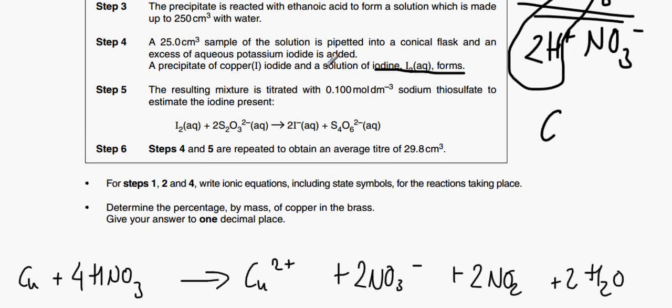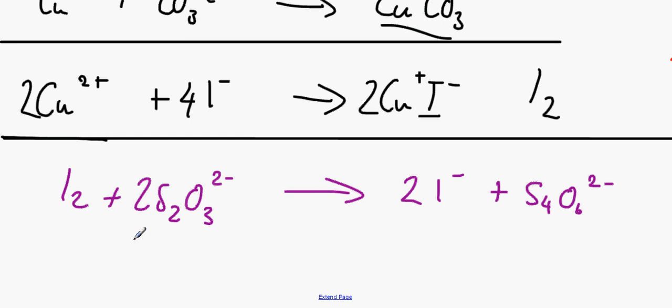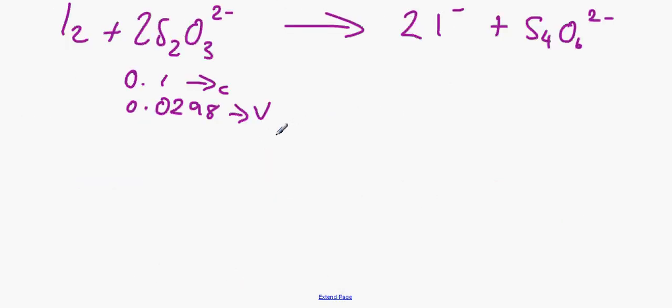So it's telling us that this resulting mixture is titrated with this concentration and with this volume. So we have 0.1 moles per decimeter cubed, and that's our concentration, and we have 0.0298 decimeters cubed, which is the volume. To change from centimeters cubed to decimeters cubed, you just divide it by 1,000. Now, instinctively, I have got CMV. I can literally find out what the number of moles is. It should be one of those things that you just do automatically without the question asking you.